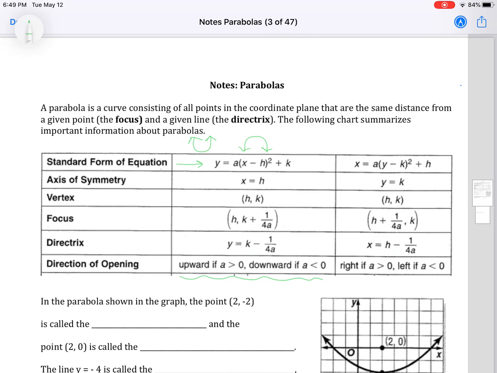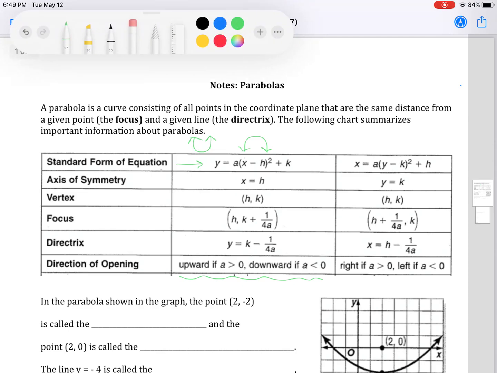You get y equals a parentheses x minus h squared plus k. The axis of symmetry, and we're going to go over all these things in a minute, is x equals h. The vertex, or the center point, is (h, k). The focus is calculated with (h, k plus 1 over 4a), and the directrix is a line, so y equals k minus 1 over 4a.